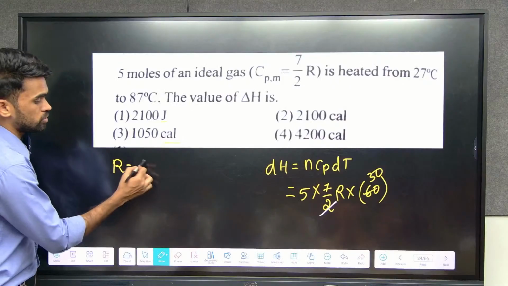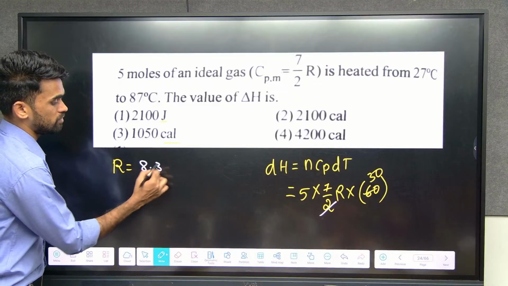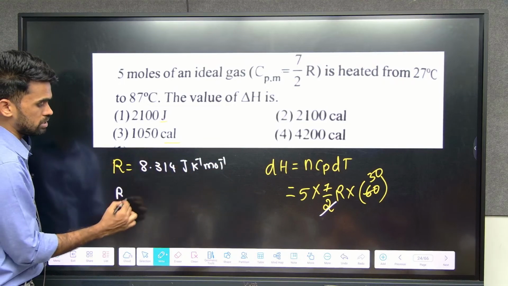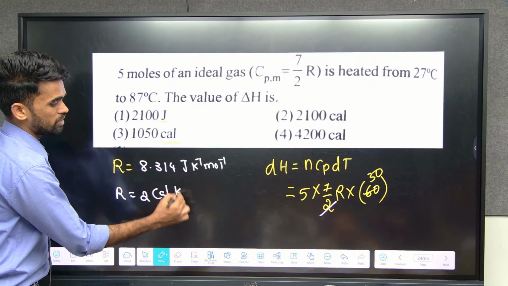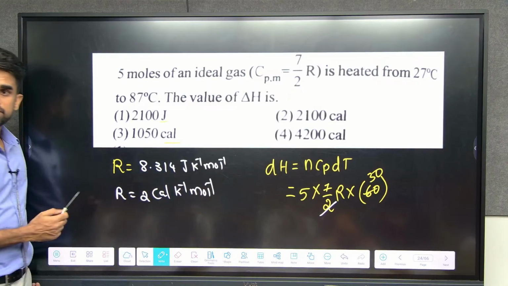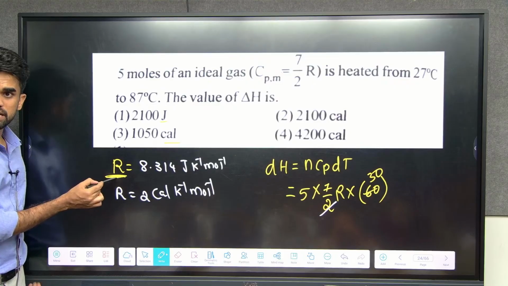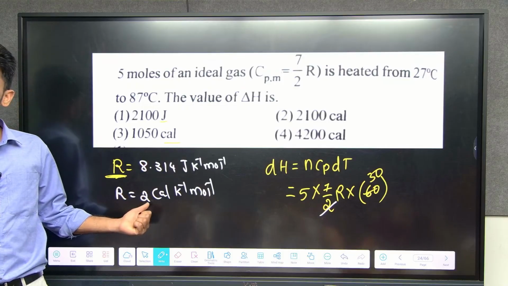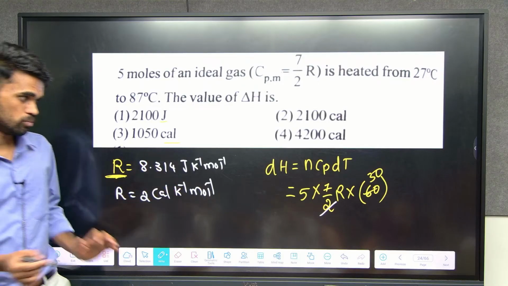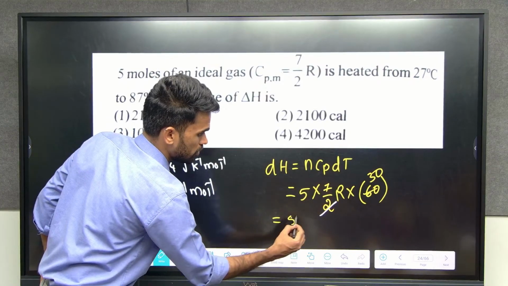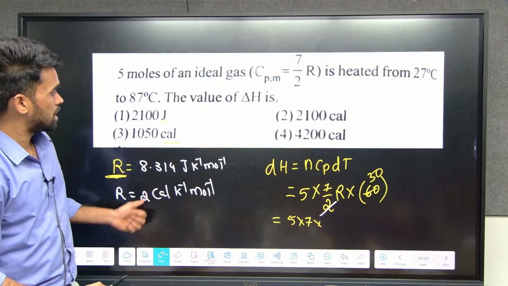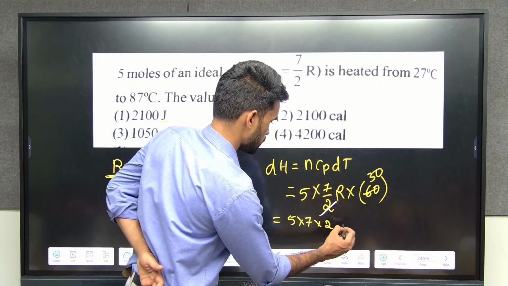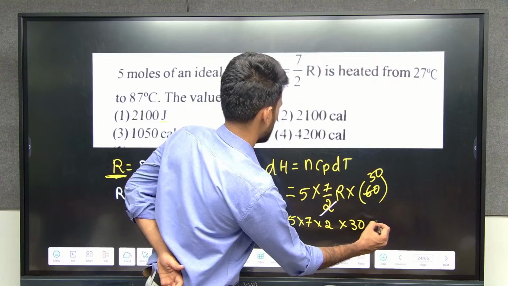You take R as 8.314 joule per Kelvin per mole. If they say calories, R equals 2 calorie per Kelvin per mole. So what is the R value, the universal gas constant, in joules? 8.314. In calories, 2 calorie per Kelvin per mole. Let us put R in calories because the options are in calories. Once we'll do with this.